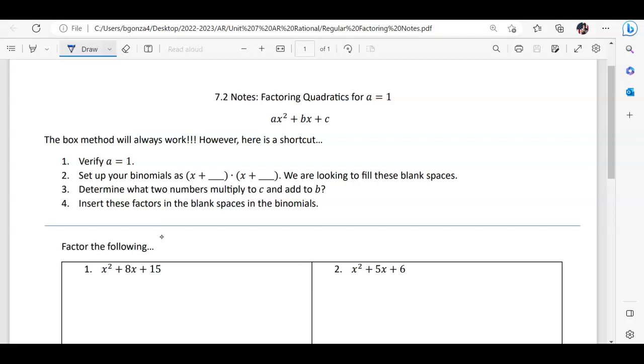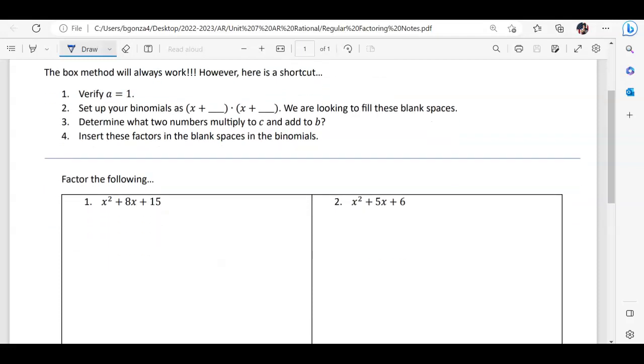Now, first things first, what does step 1 say? Verify A is 1, okay? So basically, if there's no number in front, this is the easier way to do it. Y'all want an easier way to do it than the box method, right? So this only works when A is 1. So here's what you can do. Don't even draw the box. If A is 1, just go ahead and start drawing your parentheses. Okay, so number 1, go ahead and draw your parentheses.